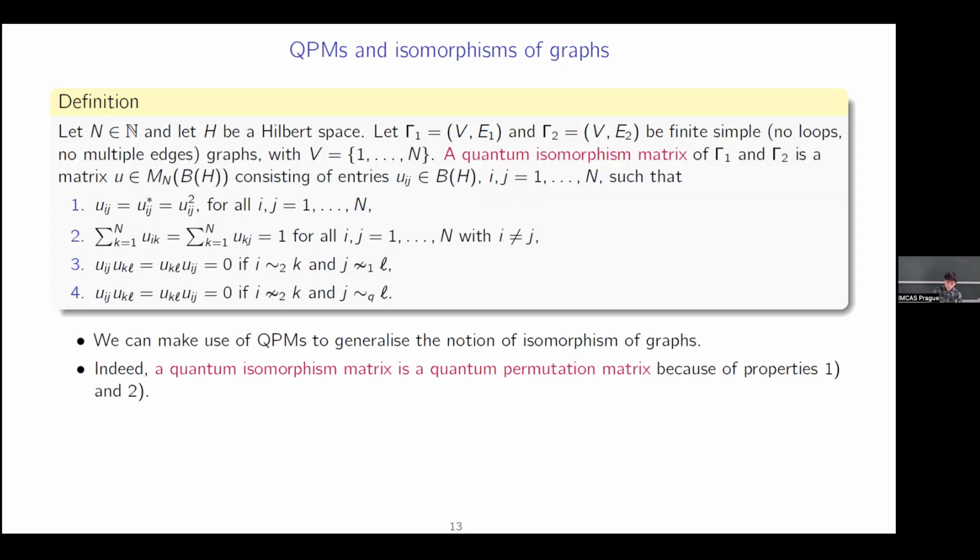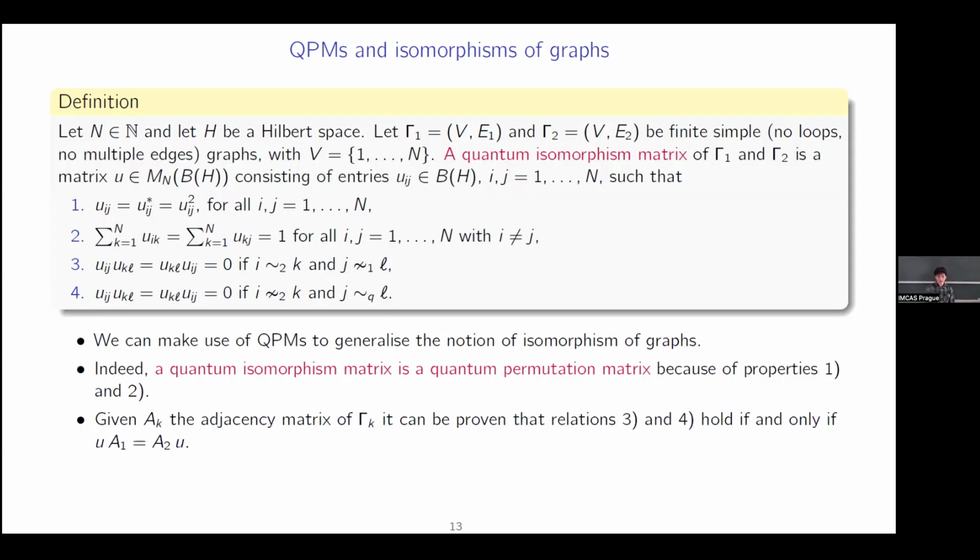Okay, and so how can we look at properties 3 and 4 in order that we can actually remember those? Because otherwise they may look a little bit sketchy. So we consider the adjacency matrix of each of the two graphs. So let's call it A_k, the adjacency matrix of the graph gamma k. So we can prove, they proved, that the relations 3 and 4 hold if and only if U A1 is equal to A2 U. Okay, so equivalently, instead of remembering all of these two relations, we can just talk about the third bullet point of this list and have the same content from a mathematical point of view.